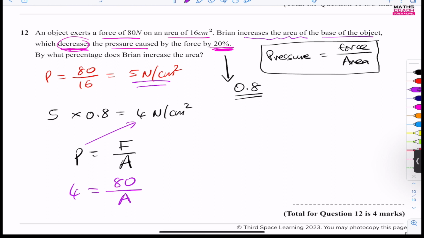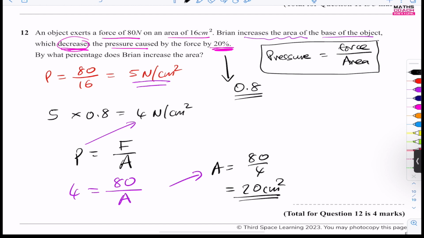Okay, so if we work this out, so if we take the A over here and the 4 down here, we get A, area, is equal to 80 divided by 4. And that gives us 20 centimeters squared. Okay, so the area will need to increase to 20 centimeters squared from the 16 to decrease the pressure by 20%, decrease it from 5 to 4 newtons.